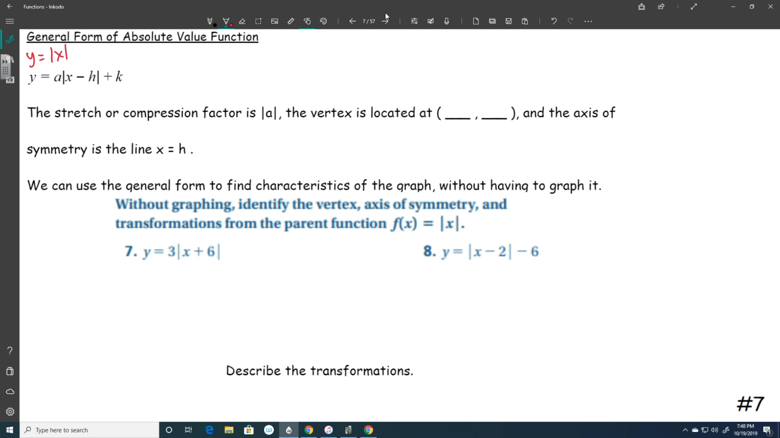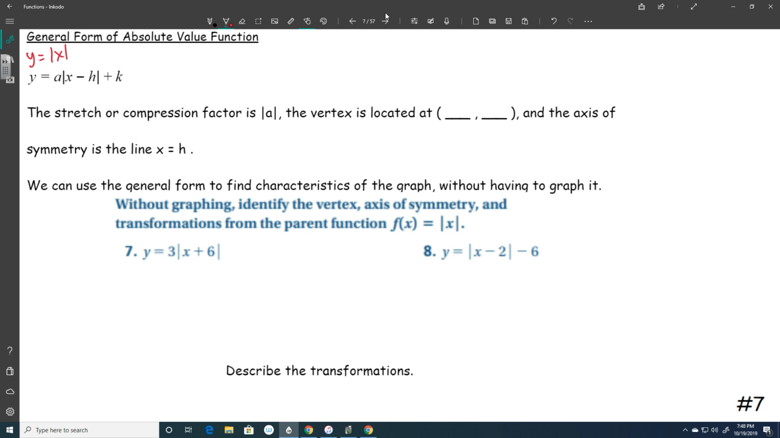But all of these different things can happen to x. You can have an a being multiplied out in front. You can have an h on the inside moving it to the right or the left, and you can have a k on the outside shifting it up or down. So the stretch or compression factor, all you have to do is look at the equation, and it's whatever the absolute value of a is. So if there's a number in front of the absolute value, that is our compression factor.